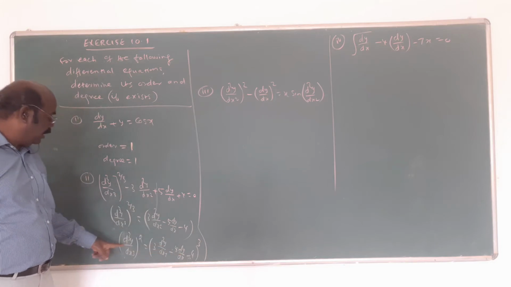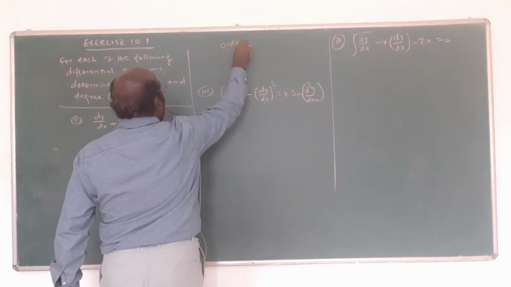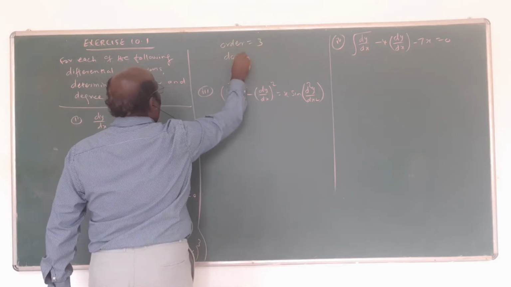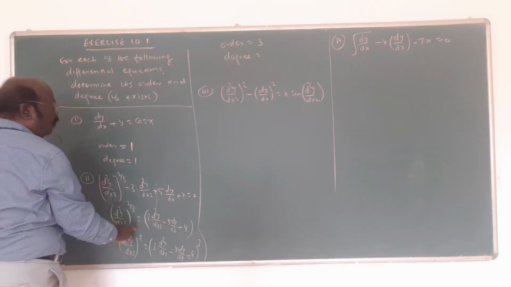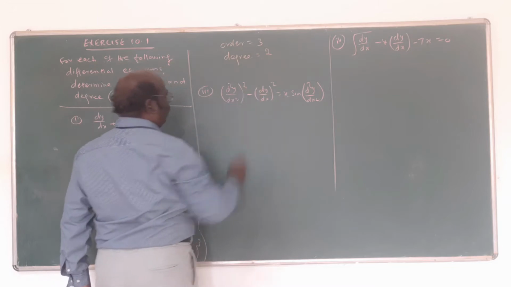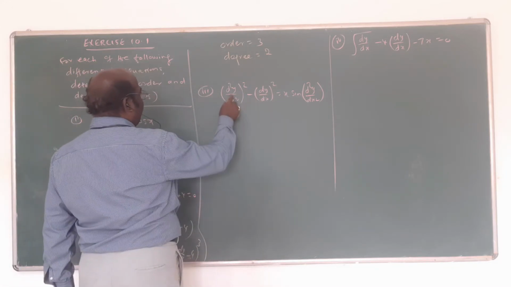This is second order. This is third order. The highest order is 3. The whole power is 2, so the degree is 2. That's all.